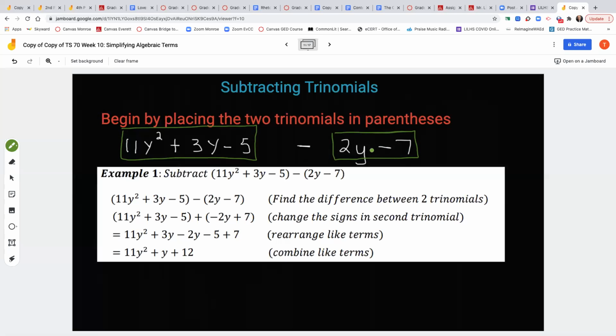So here's what we do. We begin by placing them in parentheses. I took this first polynomial and put it right here, so you'll see how I have parentheses around 11y squared plus 3y minus 5. Then I have minus, and I put the other polynomial in parentheses. These little things here are called parentheses in English, okay?